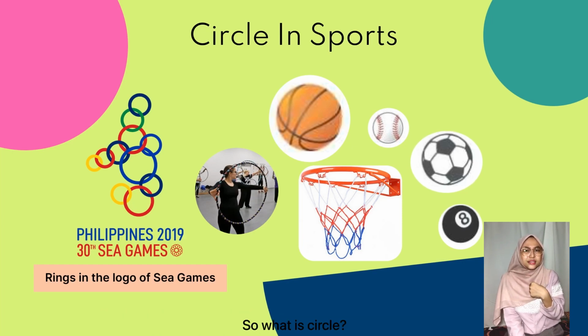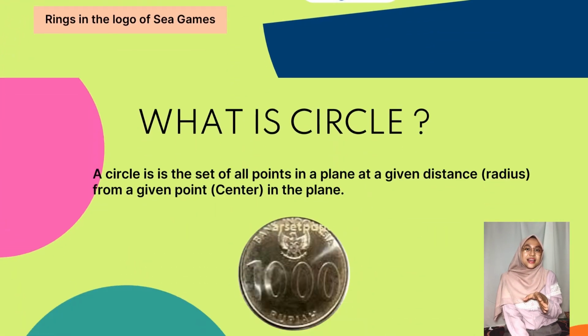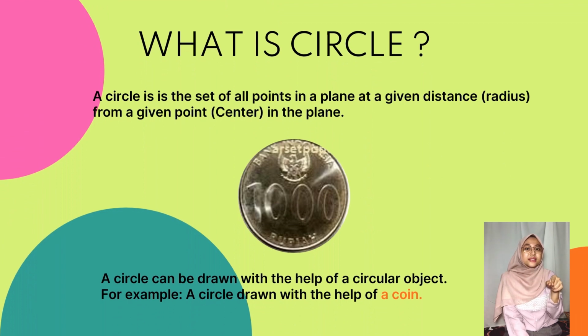So, what is circle? A circle is the set of all points in a plane at a given distance or radius from a given point or center in the plane. A circle can be drawn with the help of a circular object. For example, a circle drawn with the help of a coin.